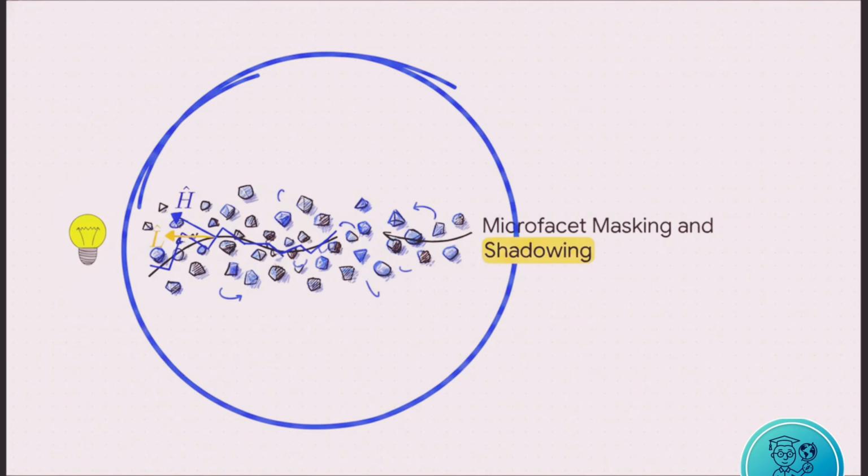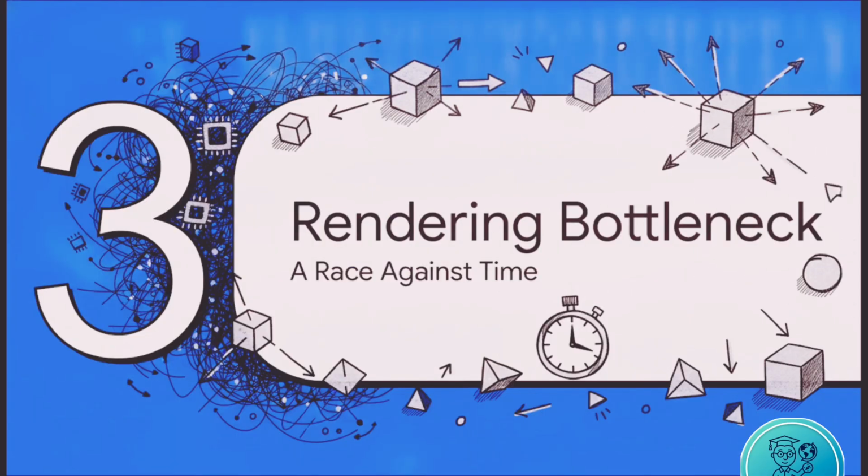Now here's where the harsh reality of physics kicks in. Occlusion. Because the surface is so jagged, some of those tiny mirrors actually get shadowed or totally blocked by the bumps right next to them. So light hits a bump, and before it can reflect back out to your eye, smack, it crashes into another bump. We call this masking and shadowing. And trying to calculate exactly which microscopic bumps are blocking other microscopic bumps in real time, it is a massive mathematical headache. Which leads us perfectly into part 3, the real-time rendering bottleneck and our race against time.